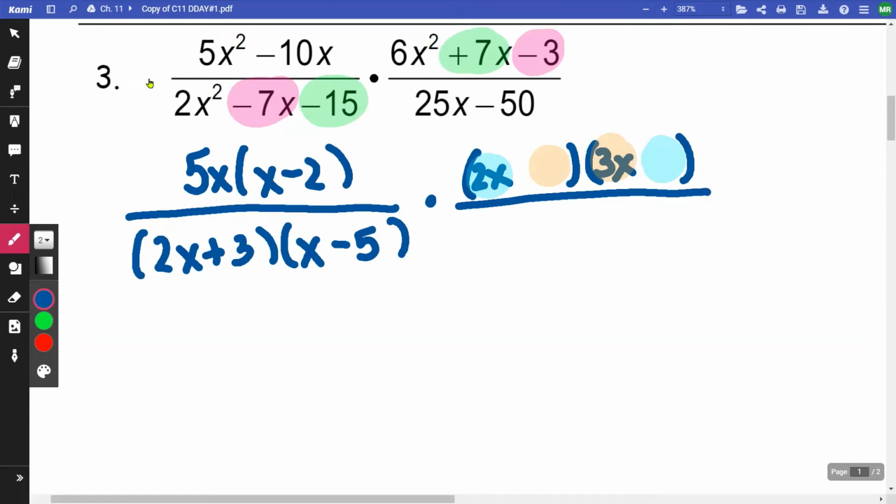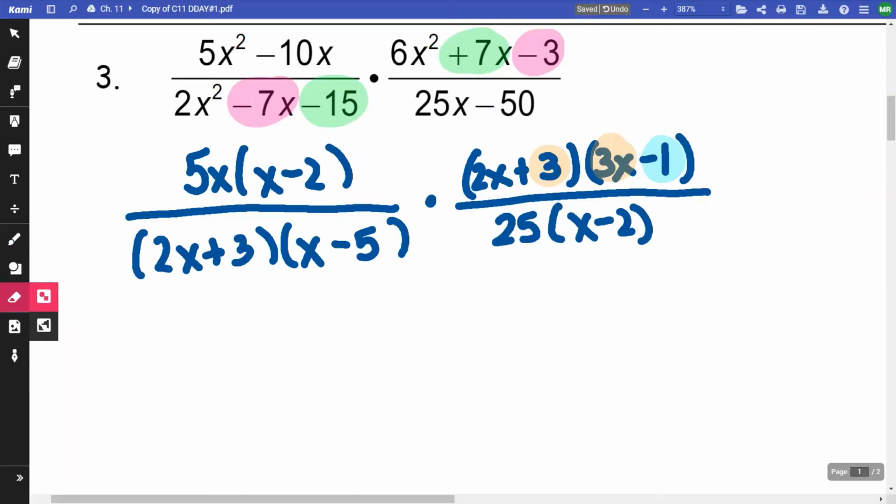And I'm thinking a 3 here because that's going to give me a 9, and I want that to be positive. And then a -1 here because that's going to give me a -2. Now, again, you can do box or diamond factor if you prefer. On the bottom, I can factor out a 25, and I'm going to be left with an x -2.